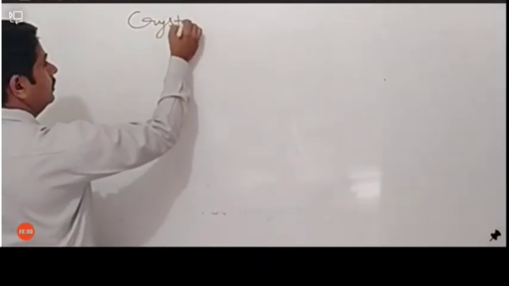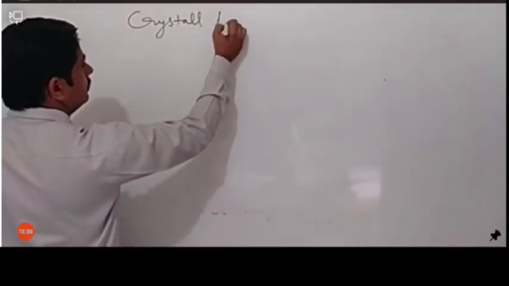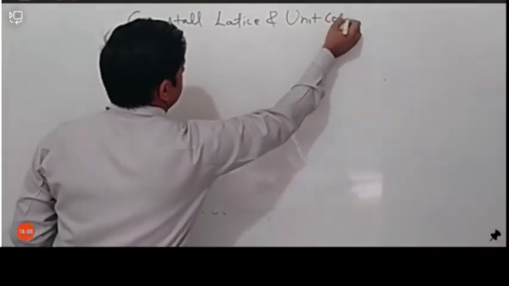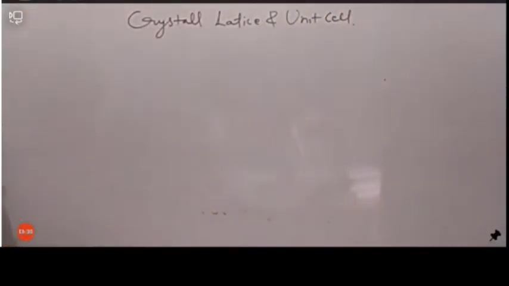We have studied the classification, and now the next topic is crystal lattice and unit cell. Let's see what is crystal lattice.